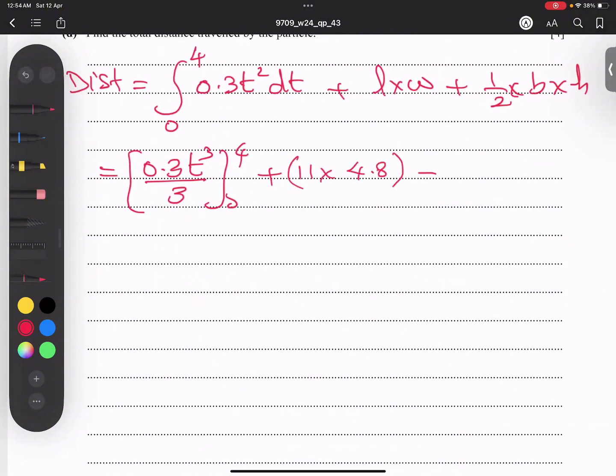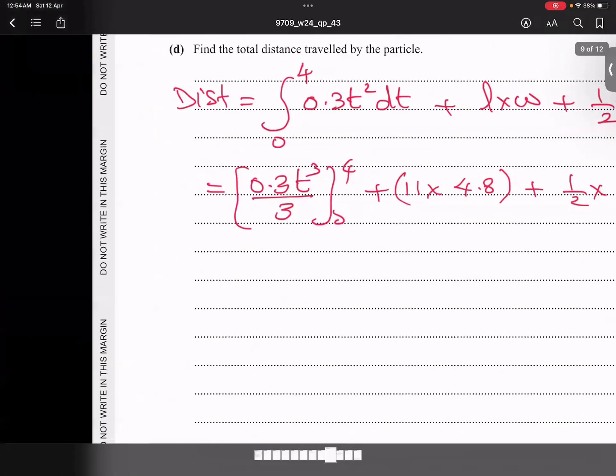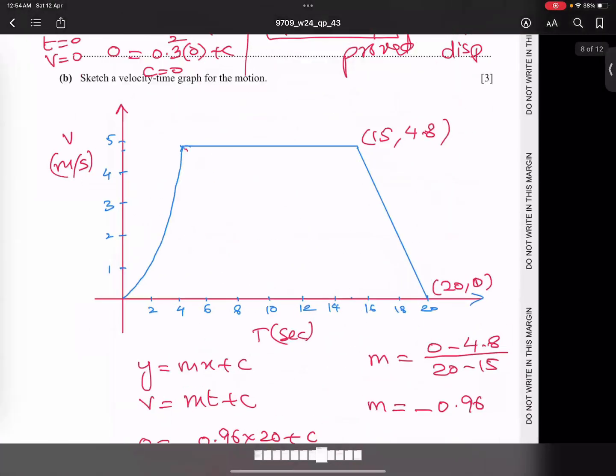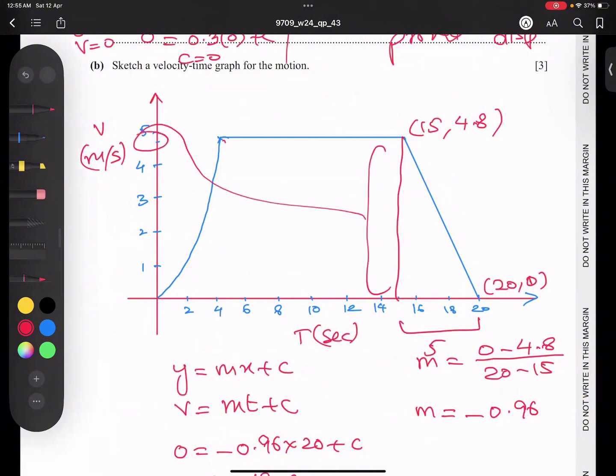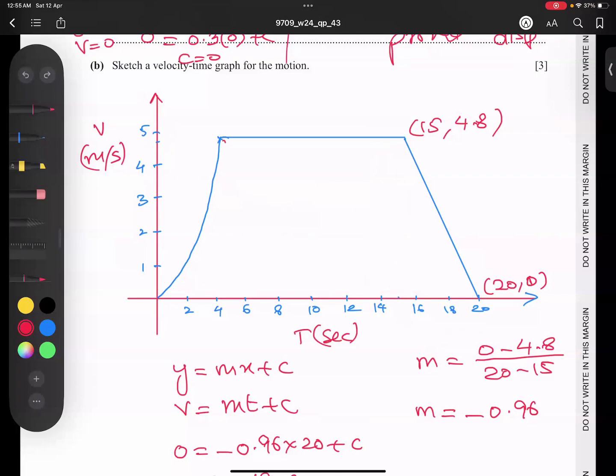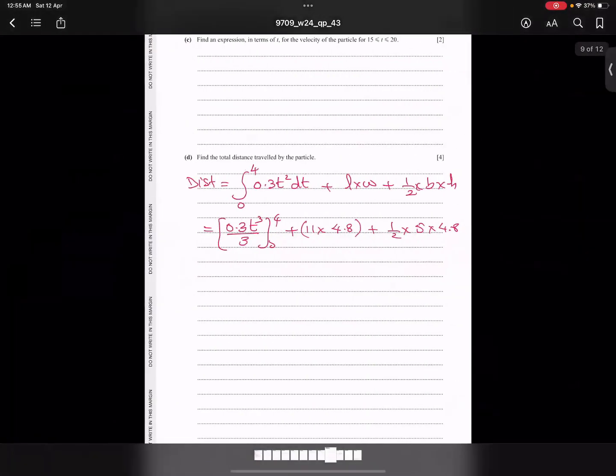Okay, done. How to find half times base times height? Base is 5 seconds, and height is 4.8. If you have no idea, go back and I'll show you this triangle I talked about. This gap is 5, and this is 4.8. So I hope this point is very clear, and we are going to finish the question.